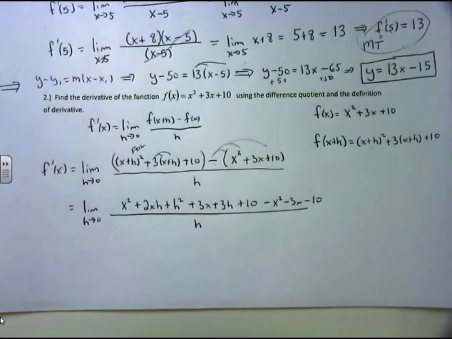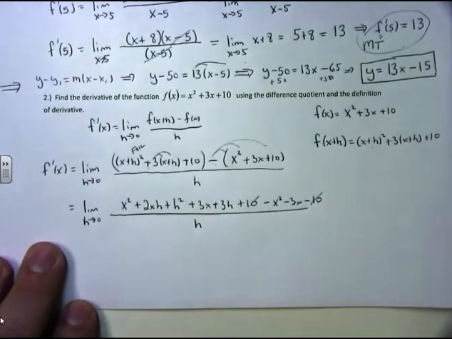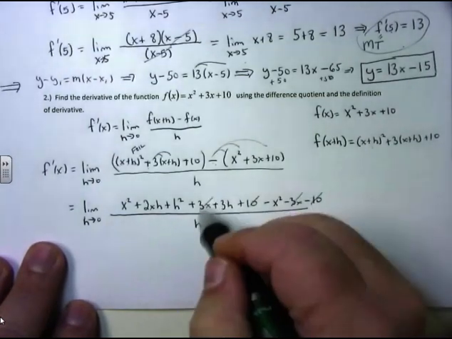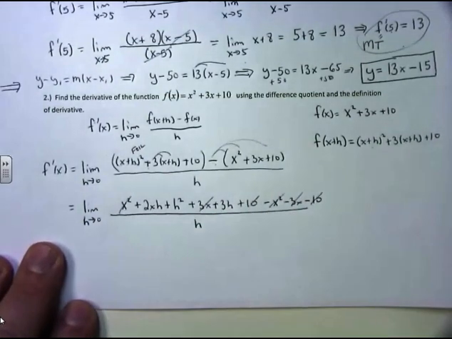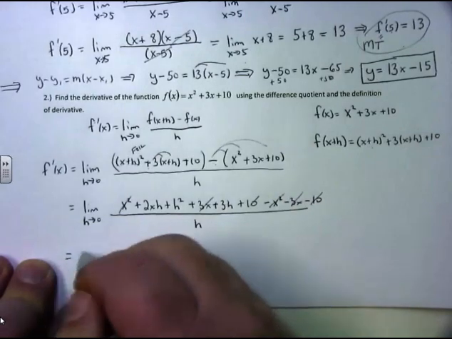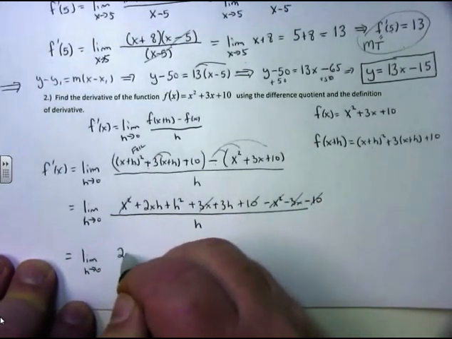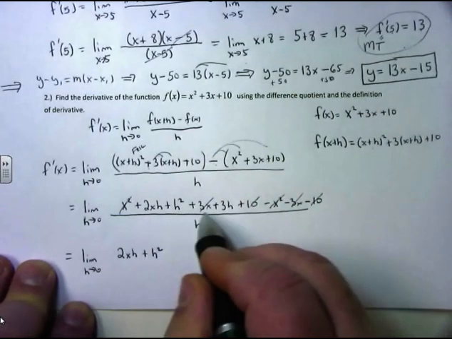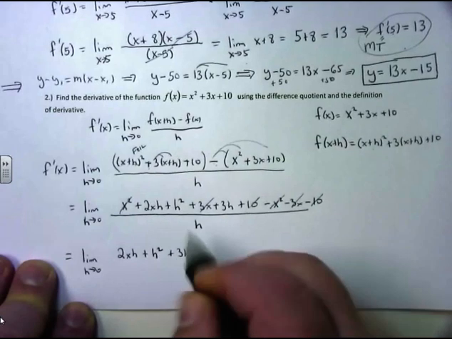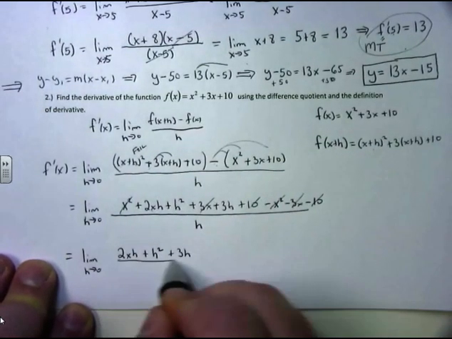Now if you do this right, half of this should cancel. Let's see here, what cancels? The minus 10 plus 10 cancels. The minus 3x plus 3x cancels. The minus x squared plus x squared cancels. So you are now left with the limit as h goes to 0 of 2xh plus h squared plus 3h. This term, and this term are the only terms left in the numerator, divided by h.